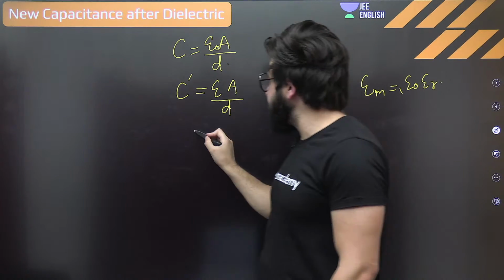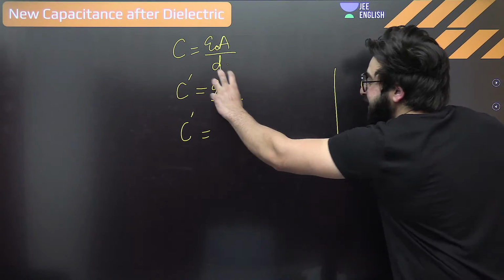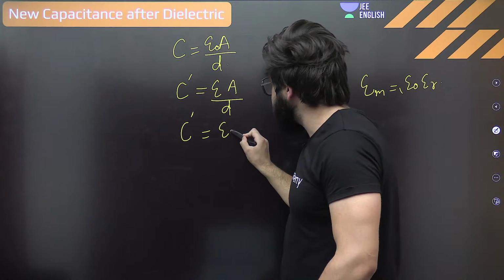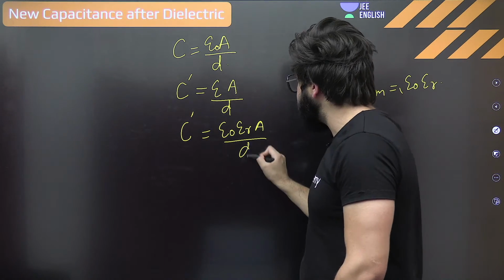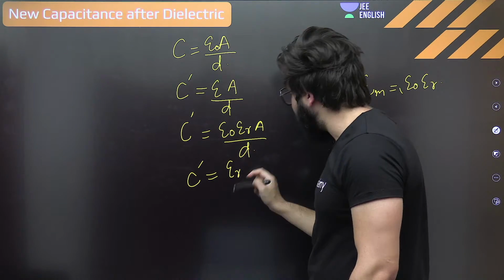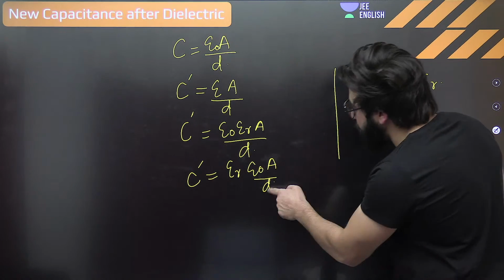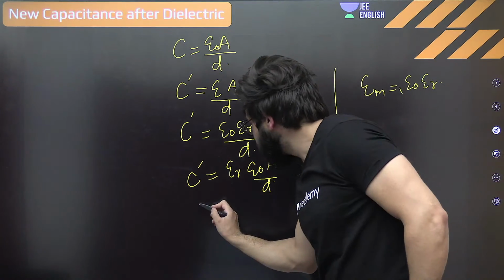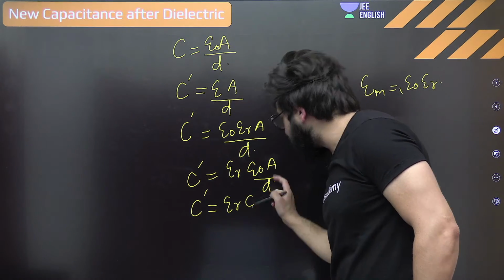Okay, so can I just write in this case, C dash is nothing but, instead of this, this is epsilon of any medium, the permittivity of any medium, that is epsilon naught into epsilon R. Can I just write epsilon naught into this epsilon R, and this is A upon D, 100%. So this C dash will be nothing but, take this epsilon R out. So this is nothing but epsilon naught A upon D. What is this epsilon naught A by D? That is the original capacitance, the initial capacitance. So can I say this C dash will be nothing but ER multiplied by C.